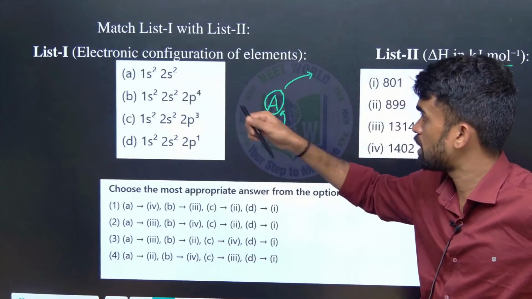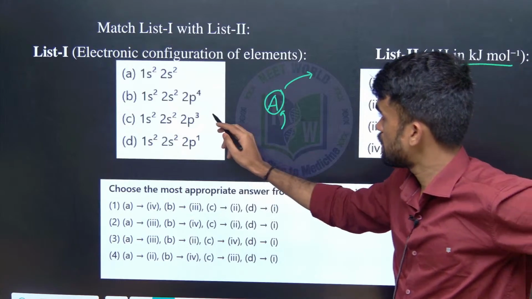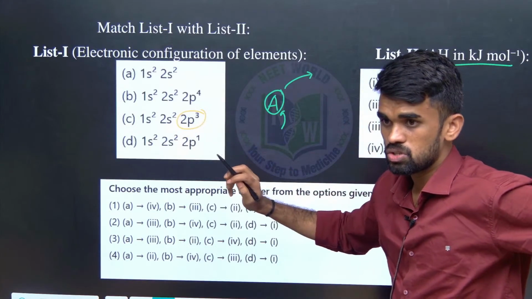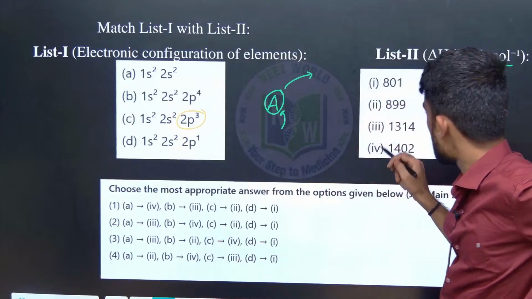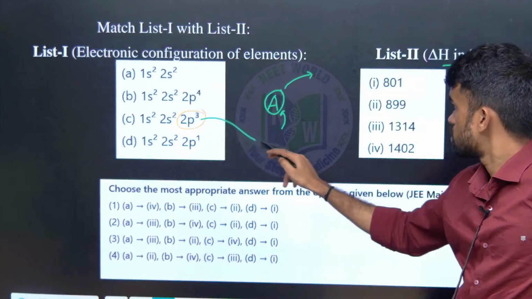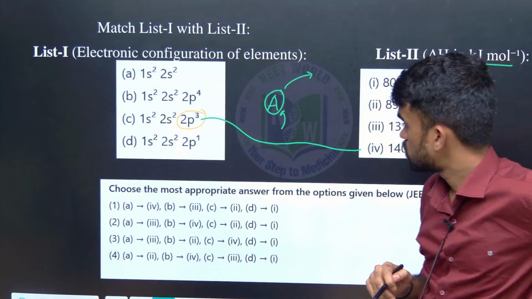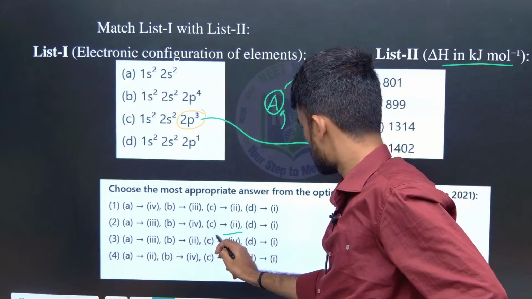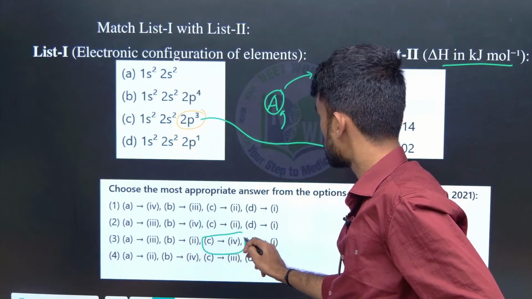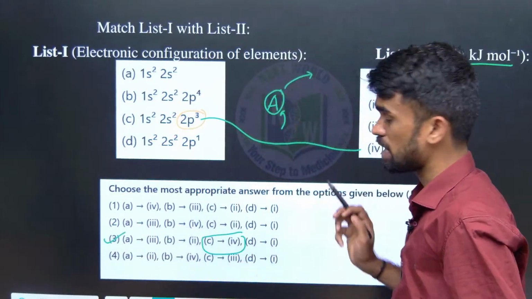So which is the more stable electronic configuration here? See, it has a half filled configuration, so it requires more energy. So which has the larger value here? C4. So where do we have C4? So only one option now? Only this one now? So we can directly go with this. Okay, we will verify the other options also.